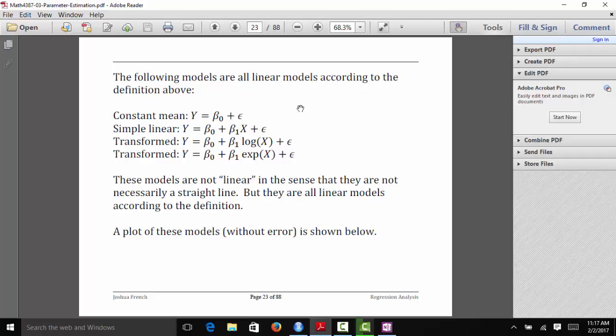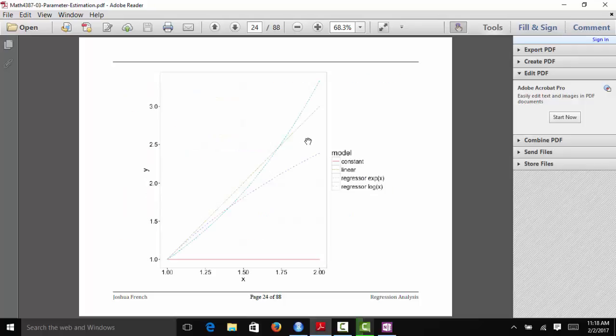I'm going to plot each of these models without error in the next plot. Basically, I'm not going to worry about the epsilon term here. I'm just going to plot these parts right here. You can see that two of these are straight lines. The constant model is a horizontal straight line. We have the standard linear regression model, which is this straight line right here. But then we had one that had the regressor exp of x, which curves up here. We have another one that had the log of x, which curves like that. Even though these are not necessarily straight lines, each of the models that we just looked at are in fact linear models.